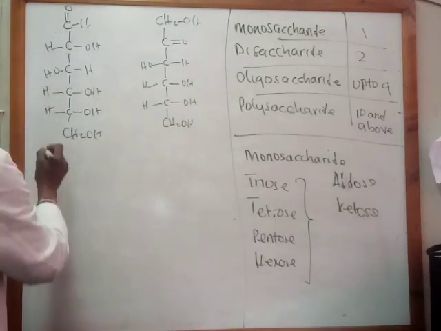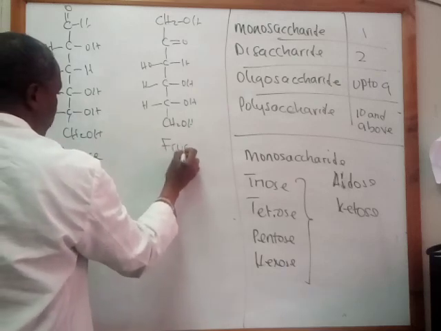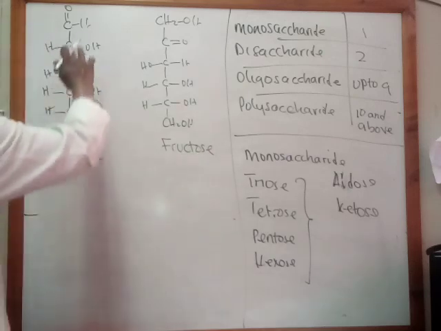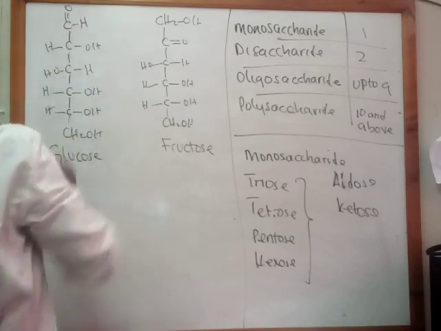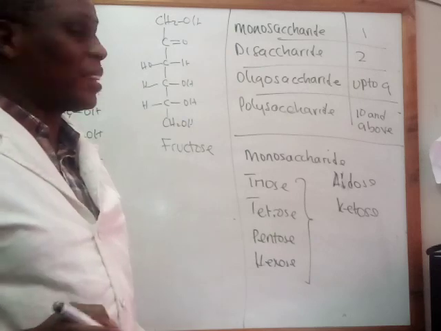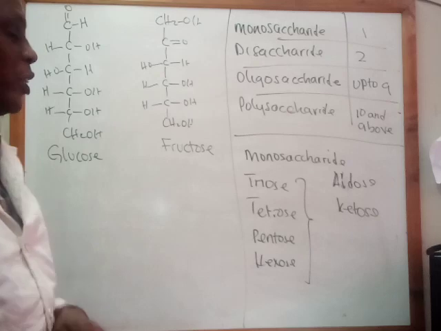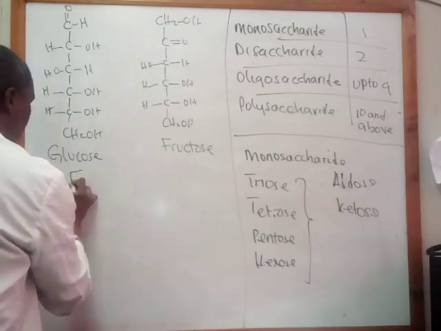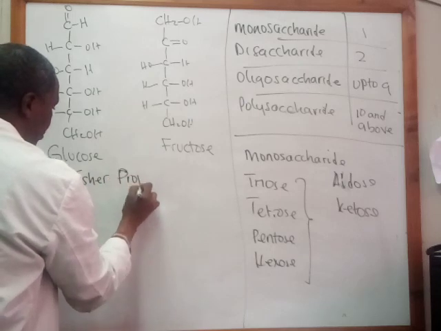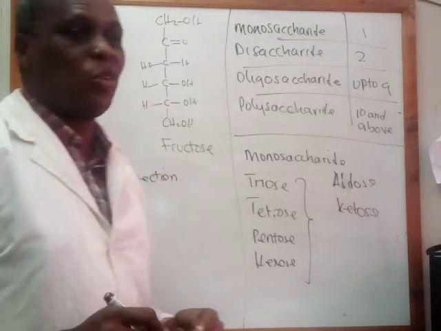All right. So this one you're going to call glucose, and this one you're going to call fructose. Now, even though I've drawn these structures like this, there's a way in which they exist in 3 dimensions, and there's something called a Fischer projection. It's a way of showing molecules in 3 dimensions.